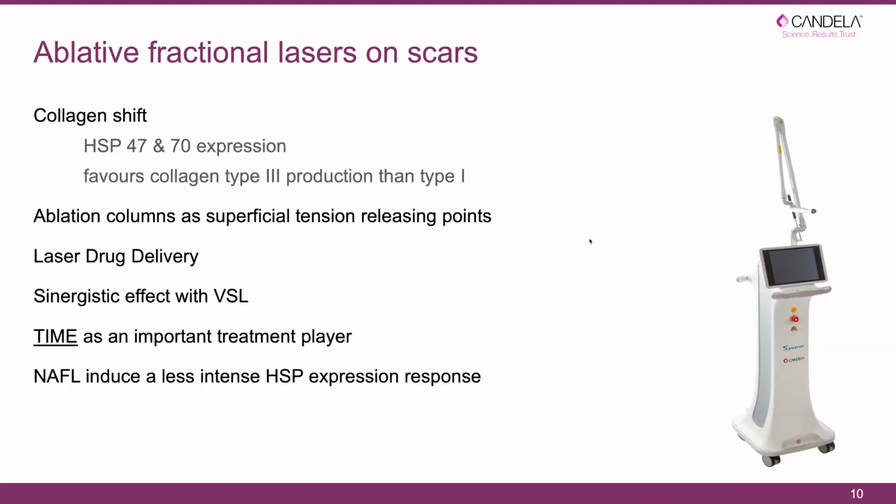After that, as you are inducing a breakdown of the tissue by the ablation columns, this can lead to a point where we can disperse the superficial tension on the scar. And we know that the superficial tension is an important feature in abnormal scarring. Also, as we are doing this epidermal impairment by the ablation, we can take advantage of this to do laser drug delivery, which is mainly important in hypertrophic scarring. And as we have already discussed, we have a synergistic effect when combining with a vascular laser.